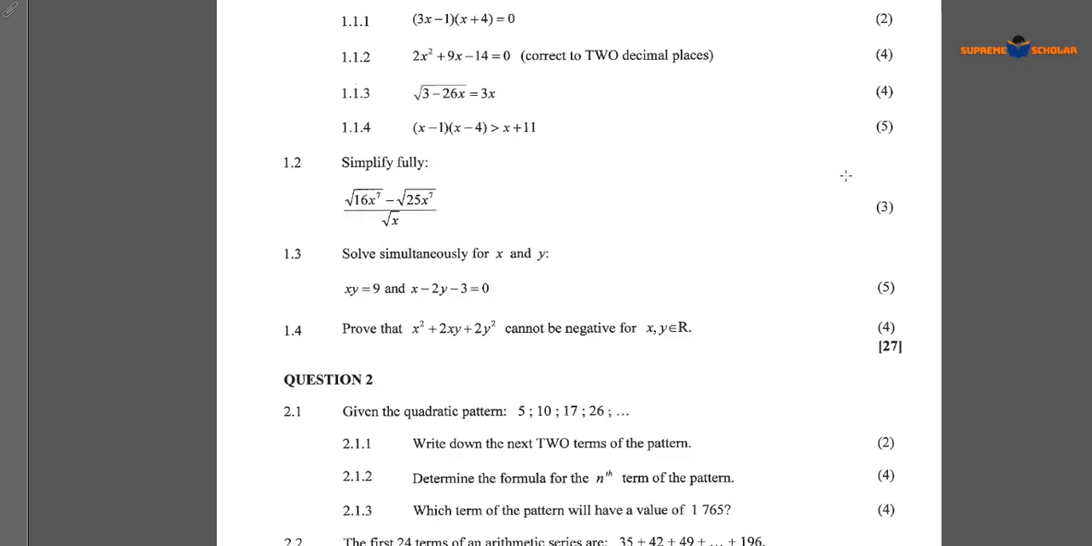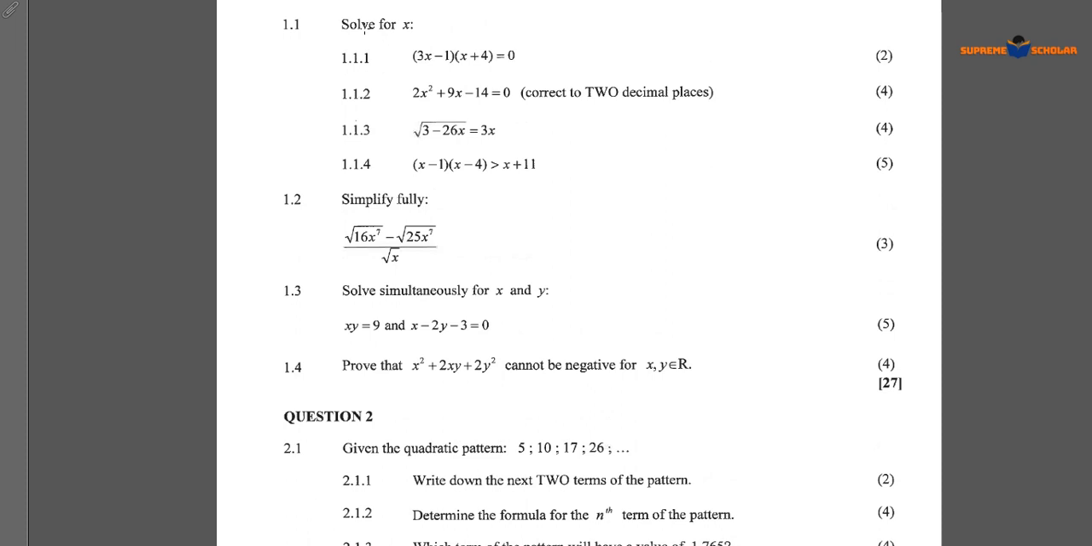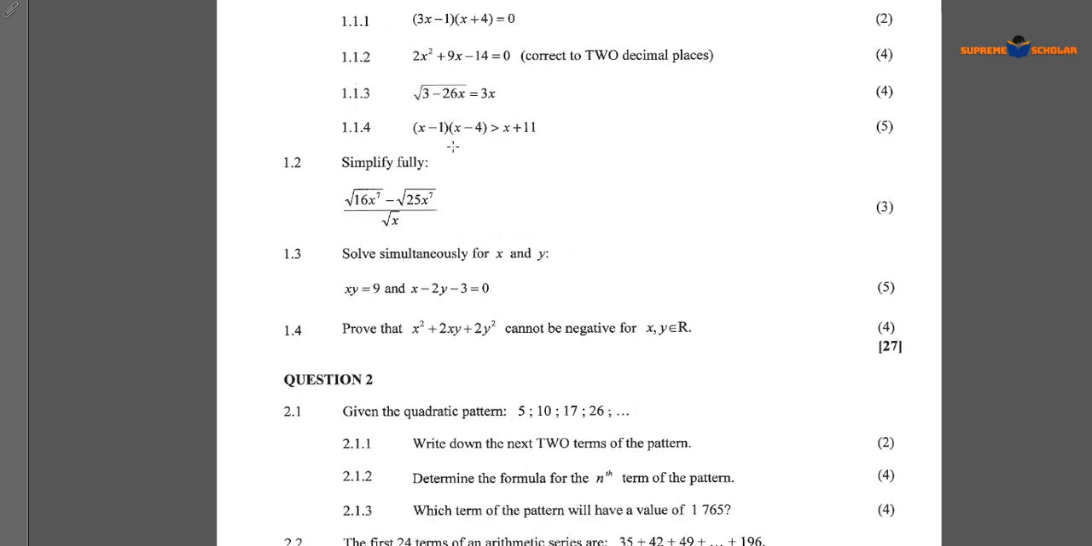Let's move on to question 1.1.4. Well, this question is an inequality, and we need to deal with inequalities in specific ways. So the inequality states that we're looking for what the value of x is. Remember, we're solving for x. Question 1 is all about solving for x. We're looking for the value of x such that when I multiply x minus 1 by x minus 4, the product is actually greater than that same x plus 11. That's basically what I'm looking for.